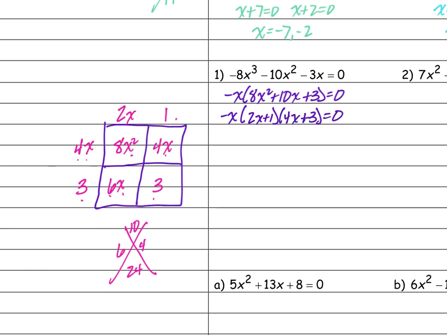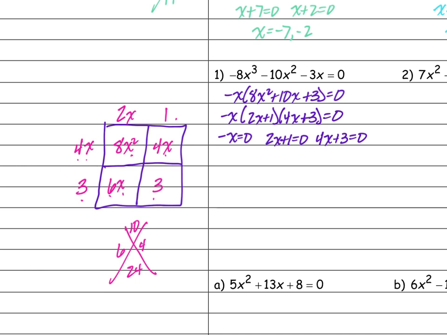And that equals 0. Now I have more than two things multiplied together. I have three things multiplied together and they still equal 0. That means each of those things has to equal 0. So instead of having two answers, this time I'm going to have three answers. So I have either negative x equals 0, or 2x plus 1 equals 0, or 4x plus 3 equals 0. So I'm going to have three possible answers here.